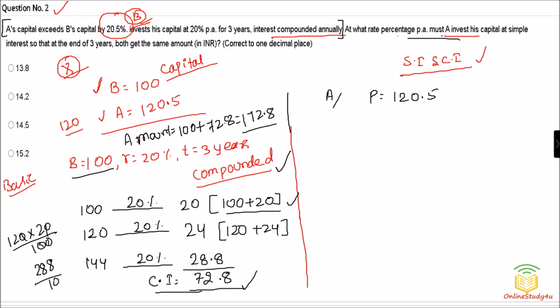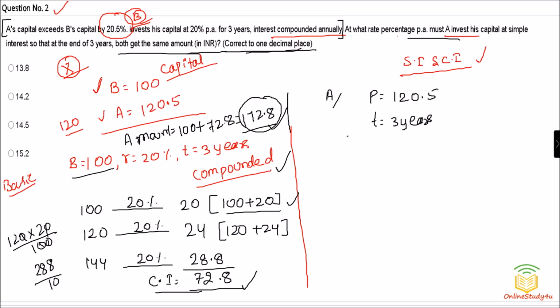At what rate percentage per annum must A invest his capital at simple interest, so that at the end of 3 years, both get the same amount, correct to one decimal place? Same amount means, friends, what they wanted to tell. So here you got with interest 172.8. So here also with interest you should get somewhat near to that, correct to one decimal.